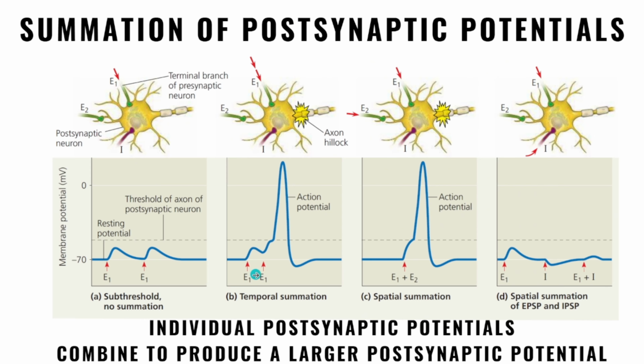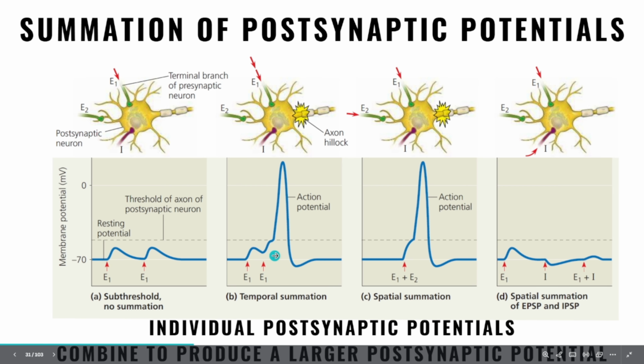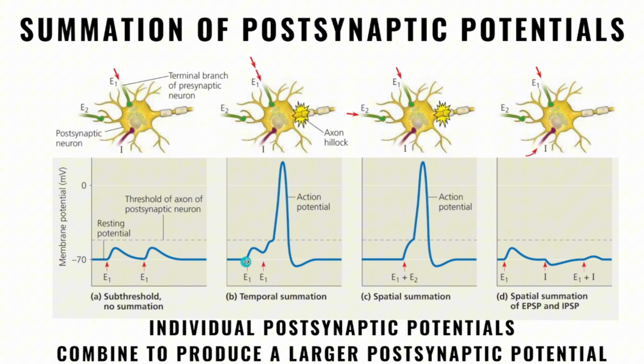But for now, when it occurs rapidly, E1 and E1 in the same direction, with the signal coming through very fast in a very short period, this is what we call temporal summation. We can add up these membrane potential values and trigger an action potential.